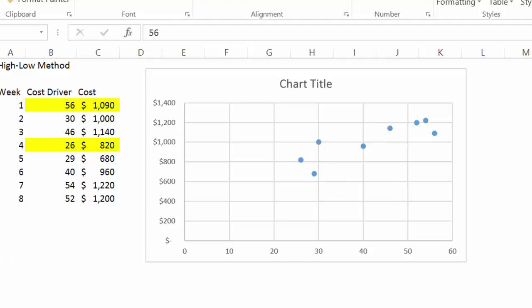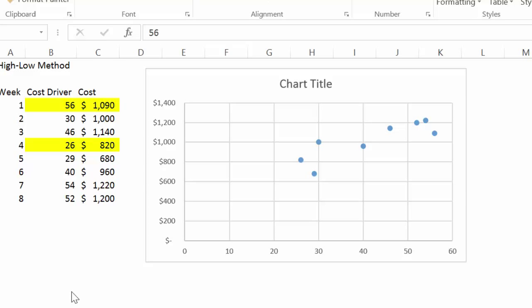Does a line still work through here? Is this still a linear equation? Yes, it still looks pretty good, right? Our observations are still kind of going from the lower left to the higher upper right corner of the graph, so we can still probably use the high-low method. Let's go ahead and work through the math on this high-low method and see what we end up with.